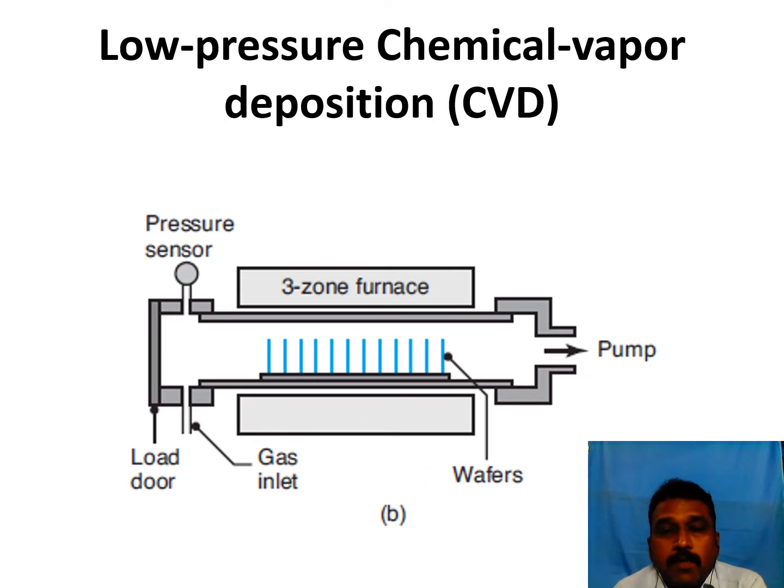Another type is low pressure chemical vapor deposition. You can see that in the earlier type we had atmospheric pressure, whereas here the pressure will be reduced. So we need some pressure reducing mechanism. We have wafers fitted here, and then the pump is there to extract the air. So we will have a three-zone furnace. Similar to the CVD process, the only thing is we have a low pressure, that is less than 1 atmospheric pressure.